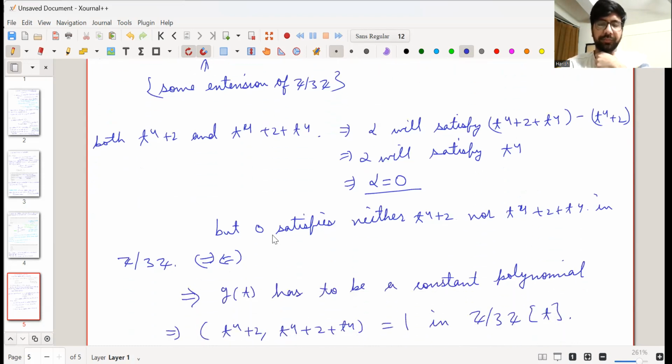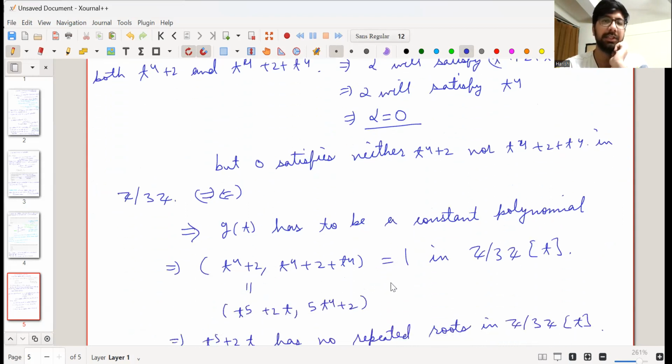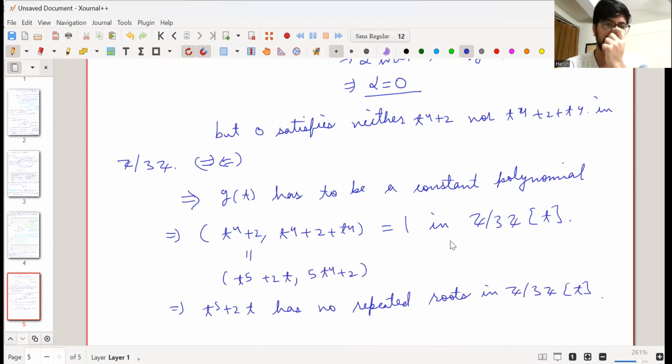Thus, this is a contradiction, and g(t) has to be a constant polynomial, because if it is not a constant polynomial, then it will have a root in some extension, and then you will have the contradiction. So that's why the common factor has to be a constant polynomial, and thus their GCD is 1. Understood? Okay, fine. Thus t^4 + 2t has no repeated roots in Z mod 3Z.